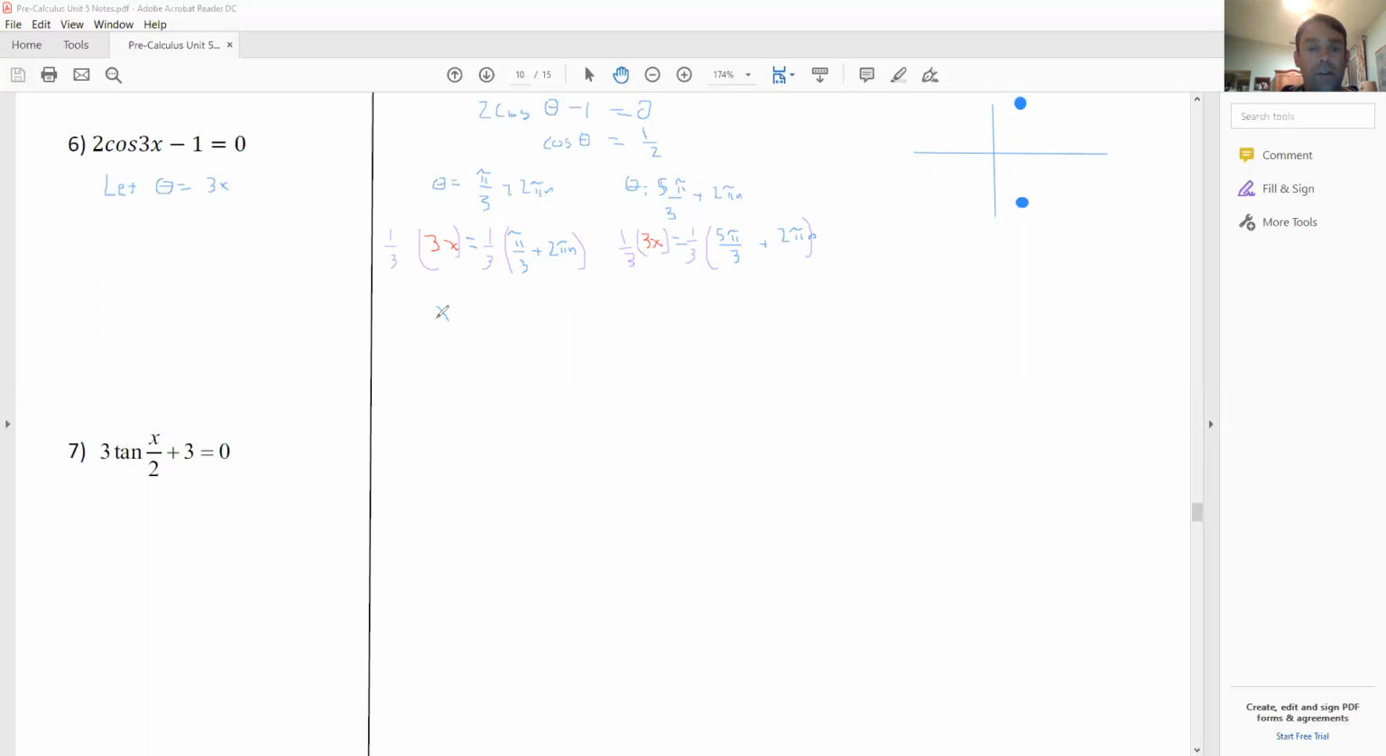So x equals pi over 9 plus 2 pi over 3 n. x equals 5 pi over 9 plus 2 pi over 3 n.